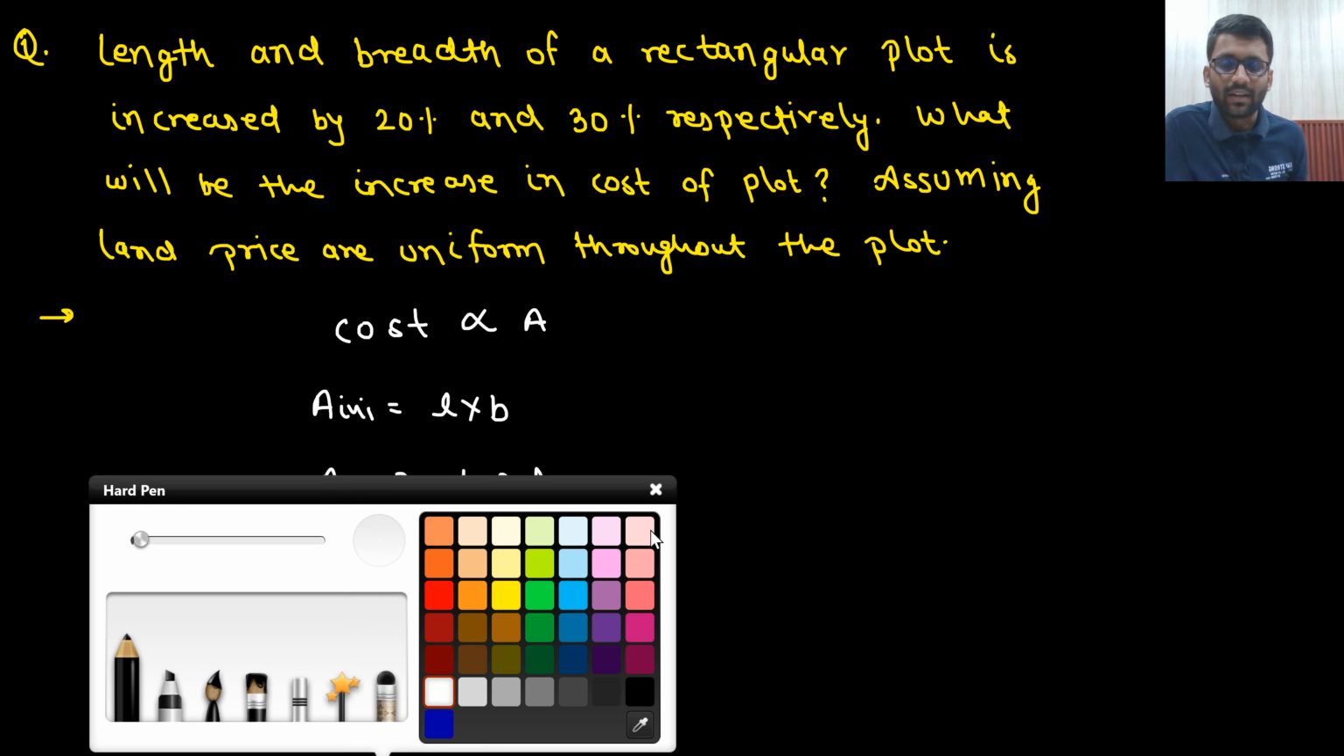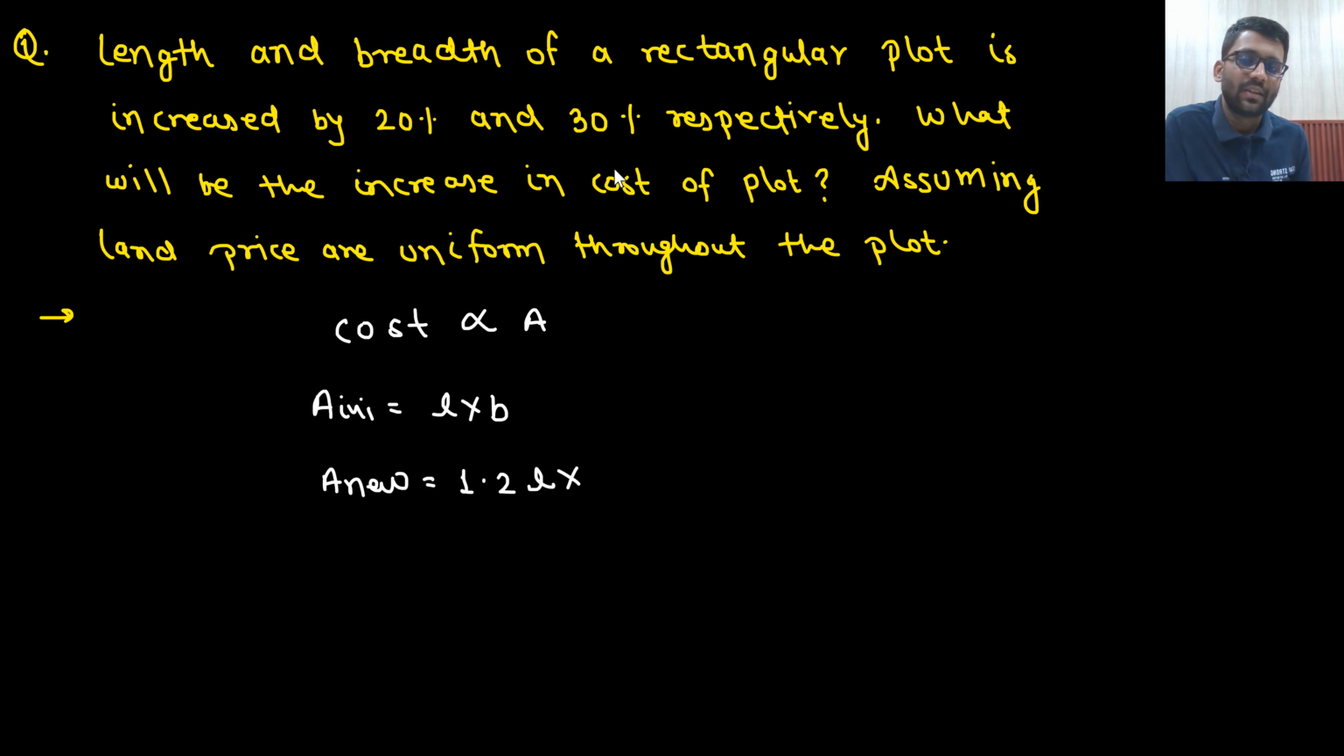What about breadth now? 30% it is increased. So breadth will be 1.3 into B. Say yes or no? So what will be 12 into 13? 12 into 13 will be 1.56. So 1.56 of A initial, right? This is your A new.